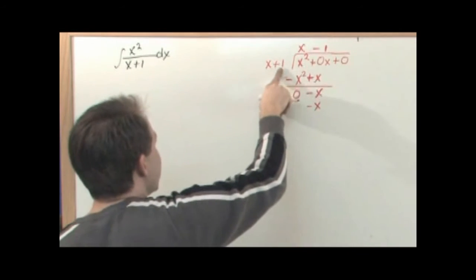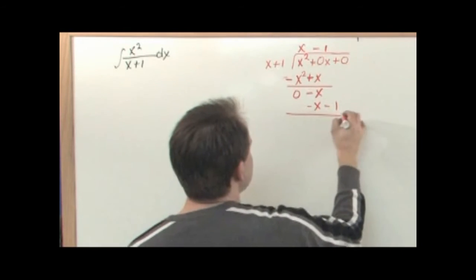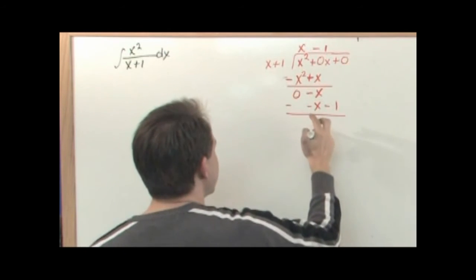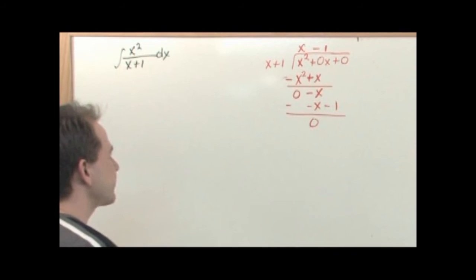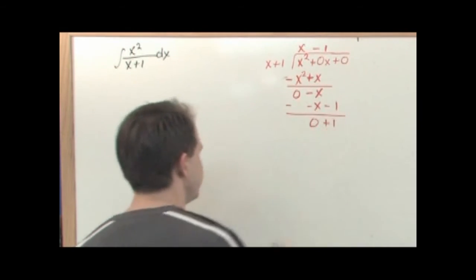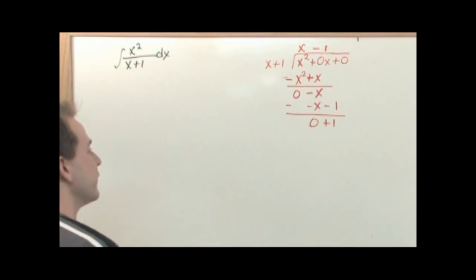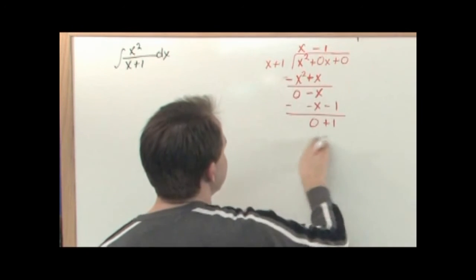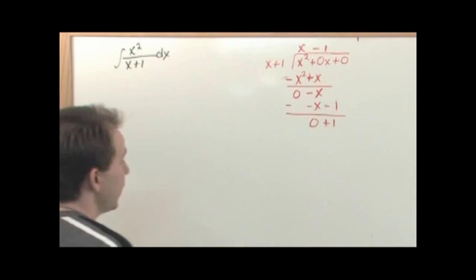Don't forget to multiply by the other part. Negative 1 times 1 is negative 1. And then you want to go ahead and do a subtraction again. Negative x minus negative x is the same thing as negative x plus x, which is 0. And then you have 0 minus negative 1 is positive 1. So what you have here is positive 1 being a remainder, because there's nothing else you can do here. You can't divide this into here. You could try, x goes into 1 0 times, and you could put a 0 up here, but it isn't really going to help you with anything.